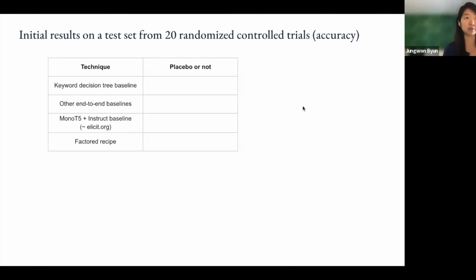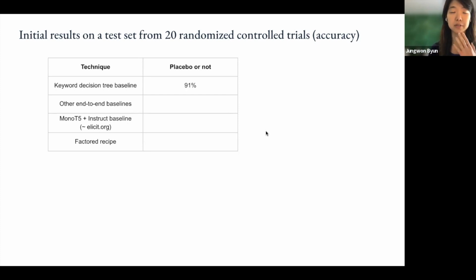Then the more interesting ones from a research perspective were a couple of different end-to-end baselines that we tested. These were larger models that we had access to, and basically they involve trying to stuff as much of the paper into the prompt as possible and saying, hey model, did this paper use a placebo or not? Then we compared it to a smaller, semi-compositional baseline, which mirrors what we do on elicit.org today. This uses a model to find one relevant paragraph in the paper and then gives that to instruct and says, hey, instruct, did this paper use a placebo or not? And then lastly, we had the factored recipe that Andreas just showed you.